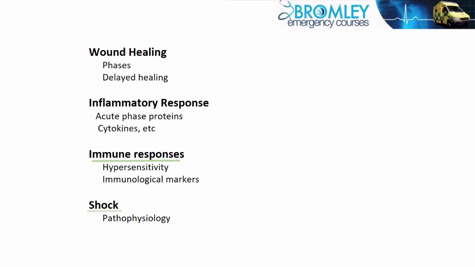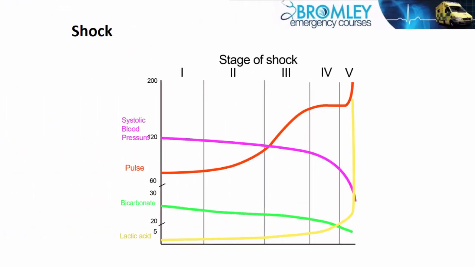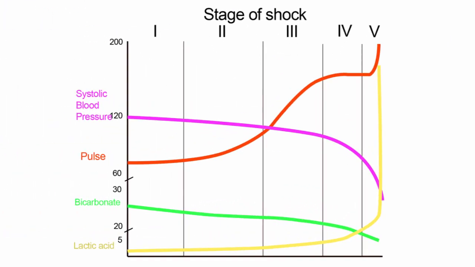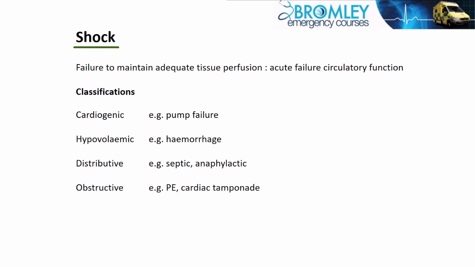And we're going to be looking a little bit at shock. You can see how the purple is the systolic blood pressure starting to fall through stage 3 and more rapidly falling in stage 4 and stage 5. First of all, looking at the classification of shock. This is a helpful way of approaching shock.